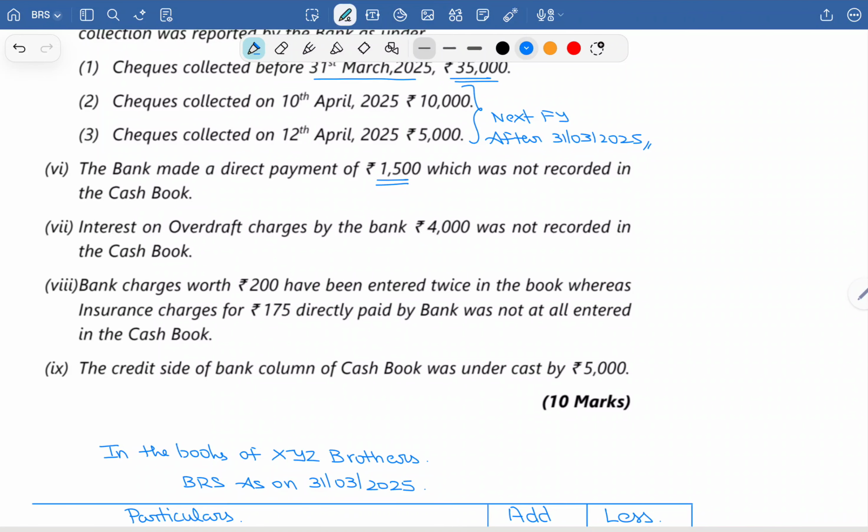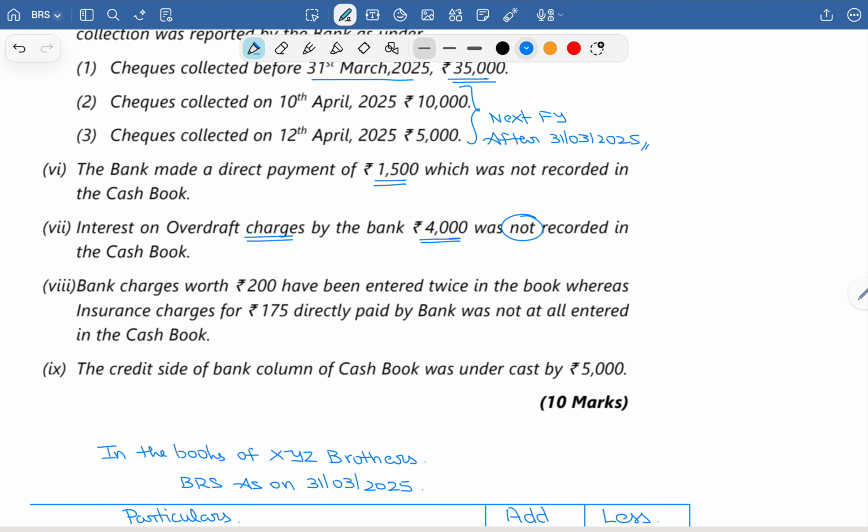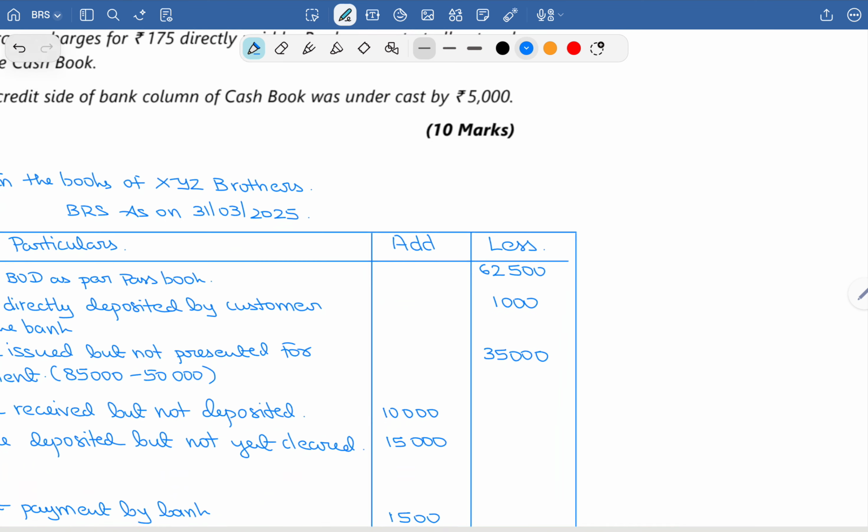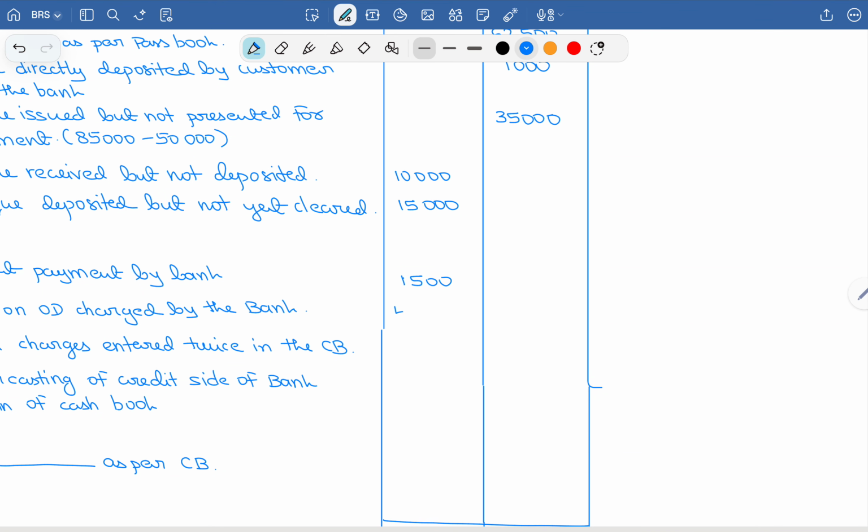Next, interest on bank overdraft charges. Bank overdraft charges by bank rupees 4,000 was not recorded in the cash book. The banker has charged me interest, so the banker has reduced my bank balance by 4,000. There is no entry in the cash book, so make it 0. I have to add back how much again? 4,000. So add column 4,000.